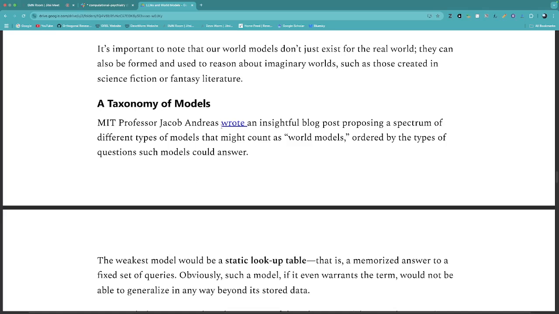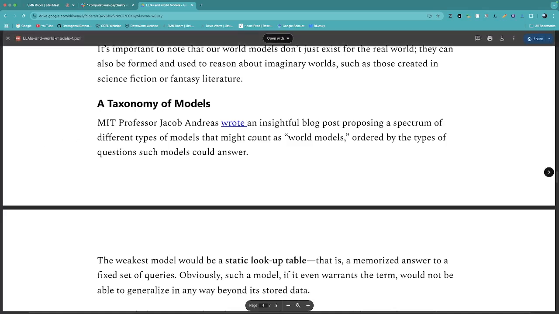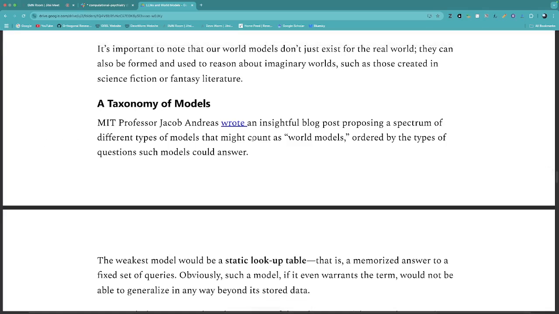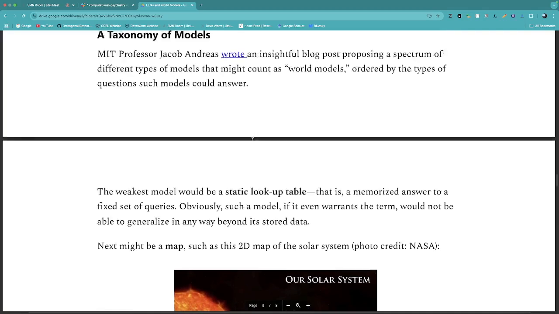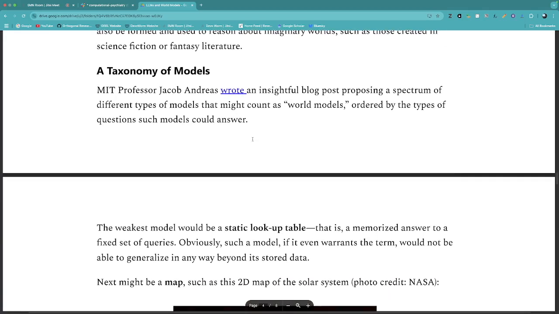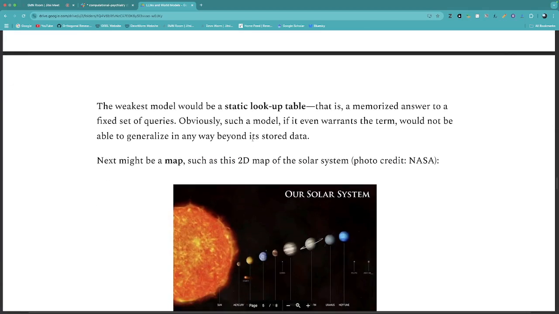MIT professor Jacob Andreas wrote an insightful blog post proposing a spectrum of different types of models that might count as world models. This is a blog post which I won't talk about, but this is just a classification of different types of world models.